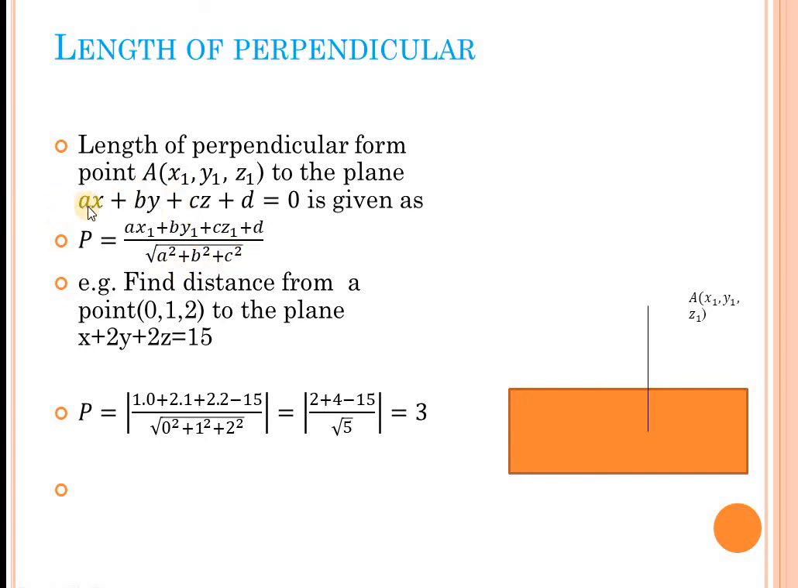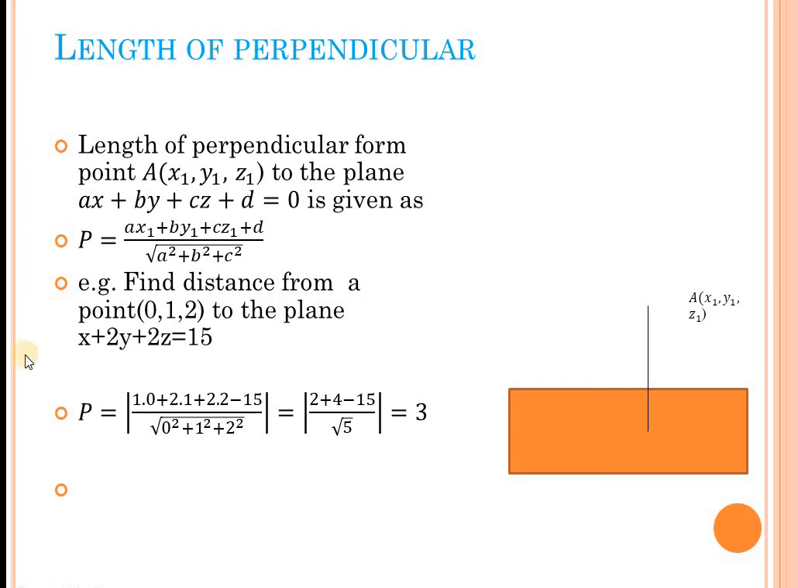So I replace x, y, z in the equation of the plane with the coordinates of the point x1, y1, z1. And I divide it by the magnitude, square root of a square plus b square plus c square. Now suppose the point lies on the plane, then I get this value as 0. The point satisfies this equation, so the perpendicular distance from point to plane is 0. And if this perpendicular distance is positive, it means it is away from the plane.